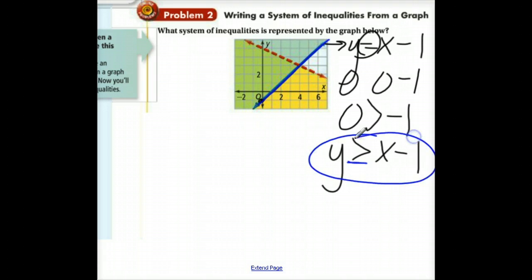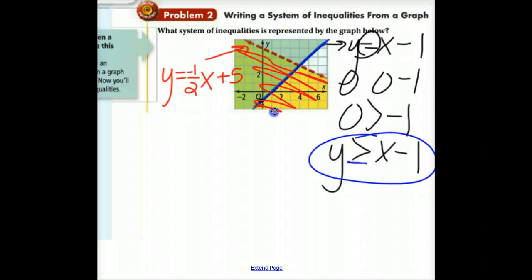So there is one of my inequalities in my system. Now we're going to look at the red line. Y equals, y-intercept of positive 5 and a slope of down 1 over 2. Negative a half x. All right, so they shaded, that was a dotted line, so it's a less than or greater than sign. They shaded everything below, hence the yellow.